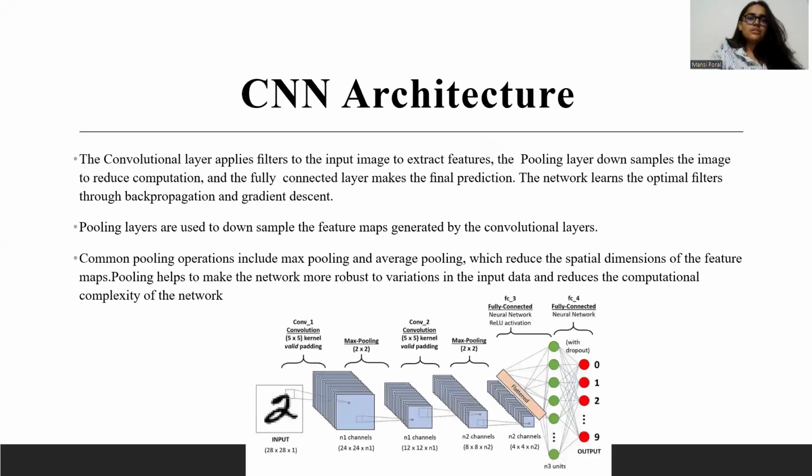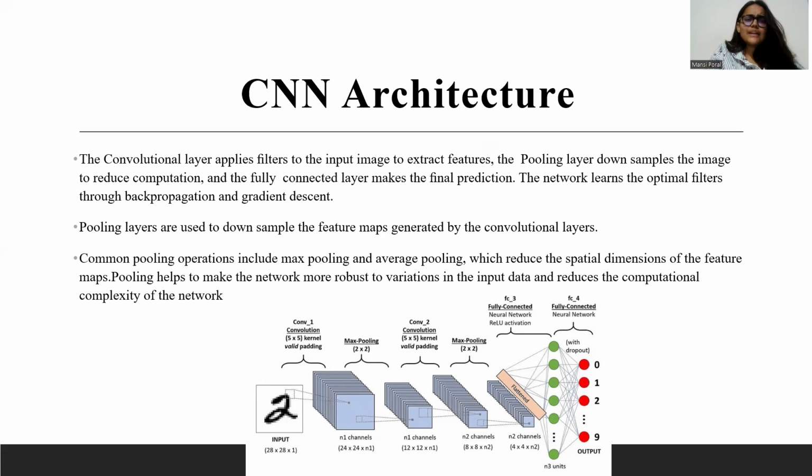So let's discuss the CNN architecture. The convolution layer applies filters to the input image and extracts features. The pooling layer downsamples the image and reduces the computation, and fully connected layers make final predictions. The network learns the optimal filters through backpropagation and gradient descent.